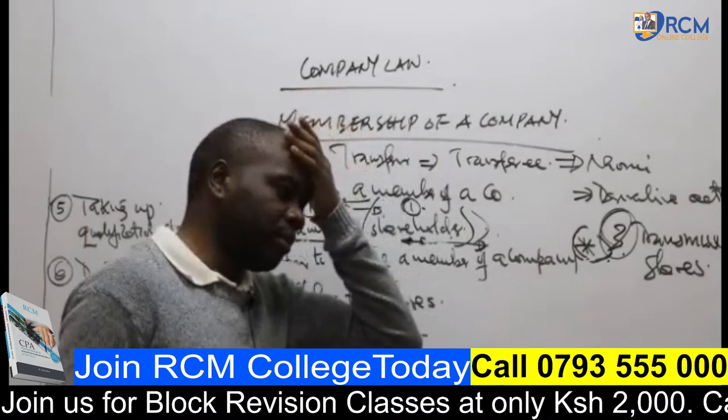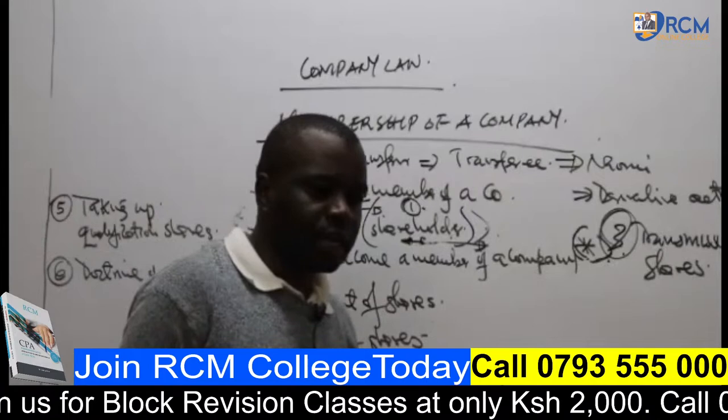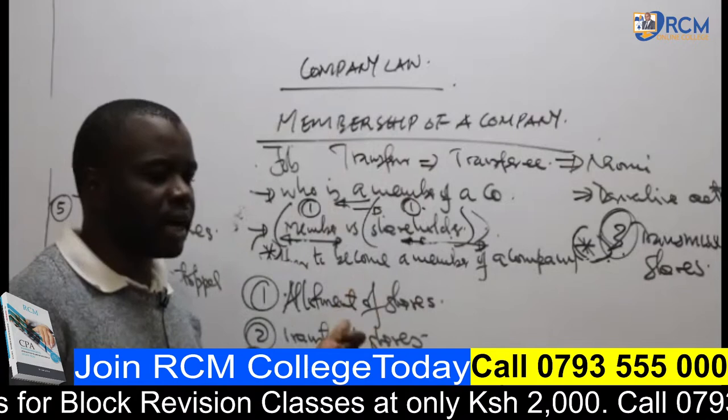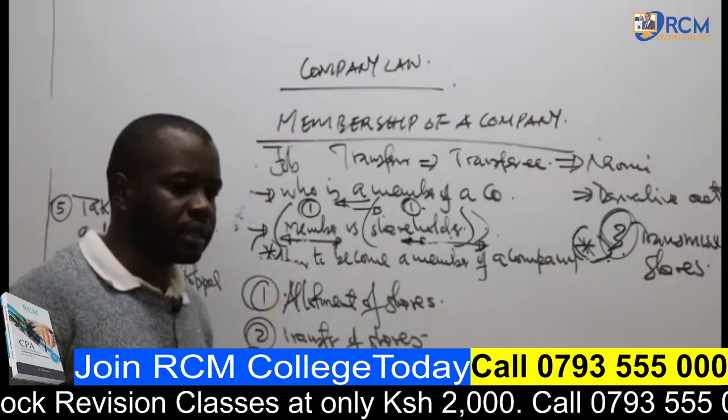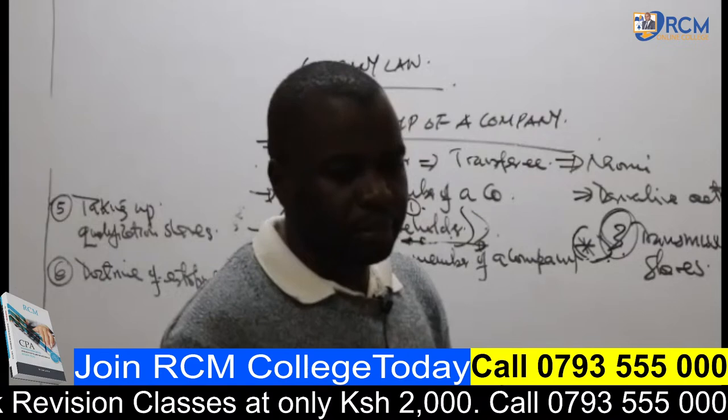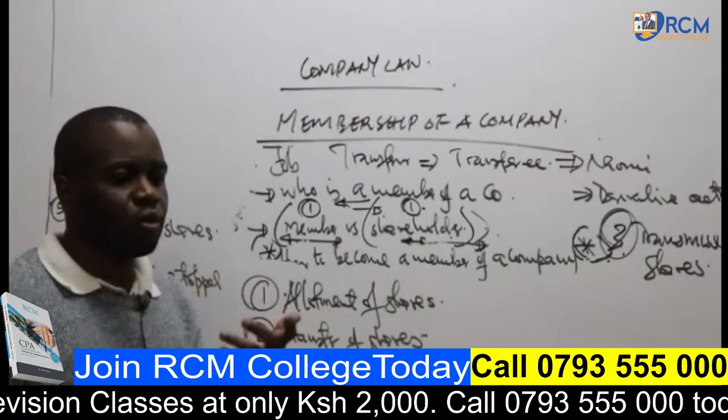Transfer of shares. I've explained transfer of shares. It is a contract whereby we usually have a transferor and a transferee. A transferor transfers the shares to the transferee. Of course, they'll have agreed the terms under the share transfer form or the share transfer instrument. For example, in this case, we could agree Job is transferring 1,000 shares to Naomi at a price of 2 shillings.